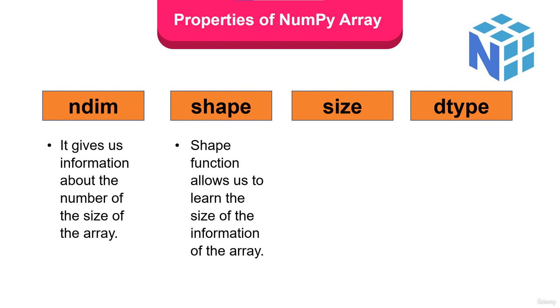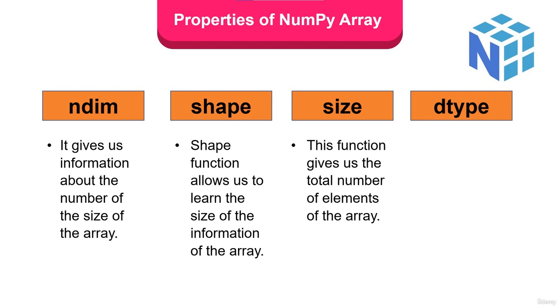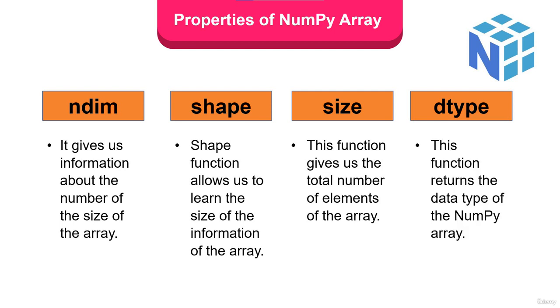Now, the third function is the size function, and this function gives us the total number of elements in the array. Last function that we're going to talk about is the dtype function. Now, you know the name of this function from the parameters, but this function returns the data type of the NumPy array. So, integer, float, etc.